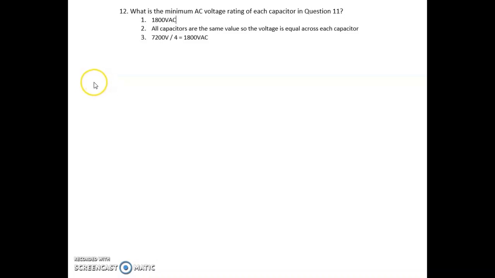Number 12, what is the minimum AC voltage rating of each capacitor in the previous question? So all the capacitors have the same value. So the voltage across each capacitor is the same. So we can use very simple math. We have a total of 7200 volts divided by the 4 capacitors, and so each capacitor has to have a voltage rating of at least 1800 volts AC.